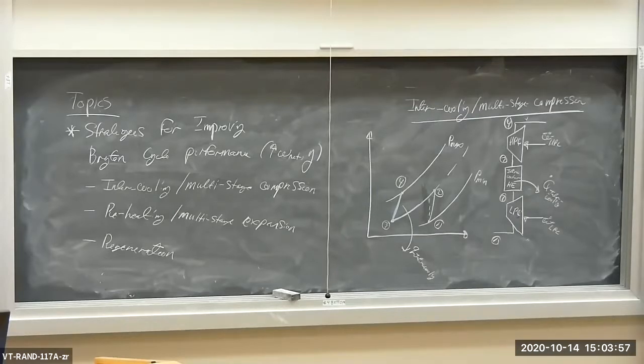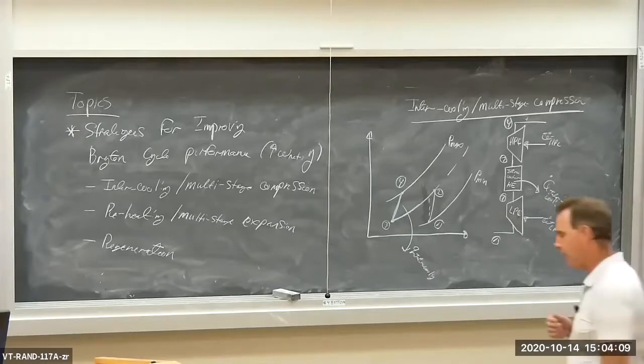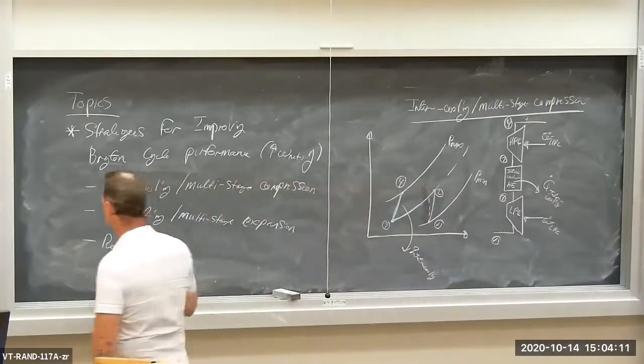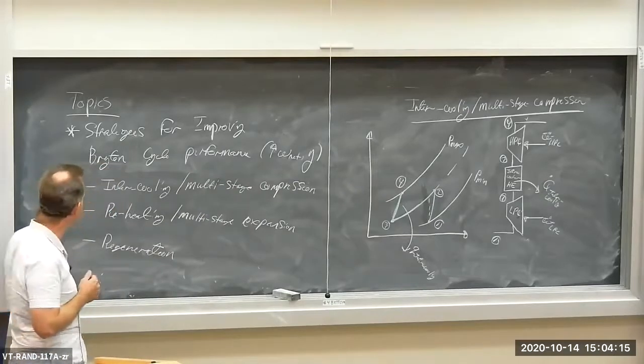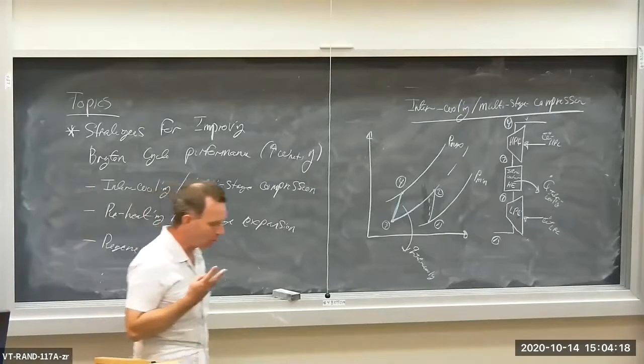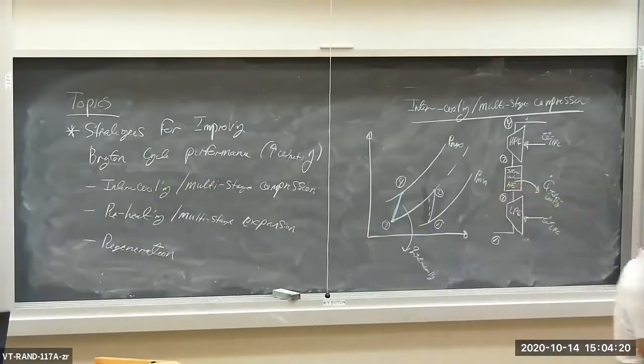Let's look at some strategies, some devices, some ways that we can increase net power and perhaps increase the efficiency of a gas turbine. It's good to get as close as we can to the Carnot cycle efficiency and boost up power or net work as much as we can. So there are three strategies that we're going to look at today for improving the performance, efficiency and specific work, or net power, of a Brayton cycle.